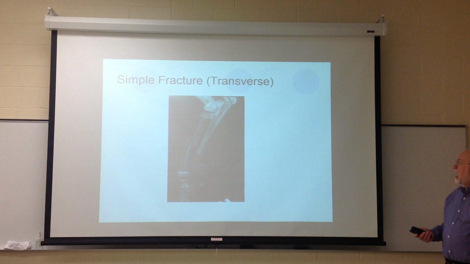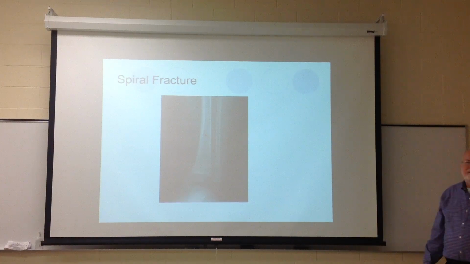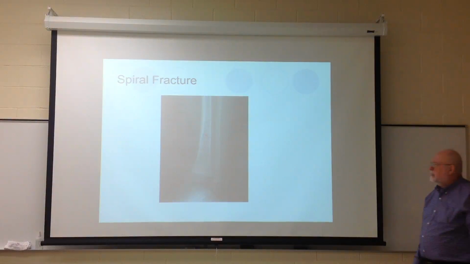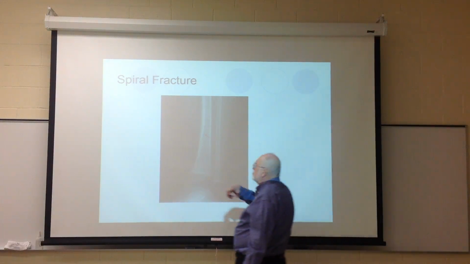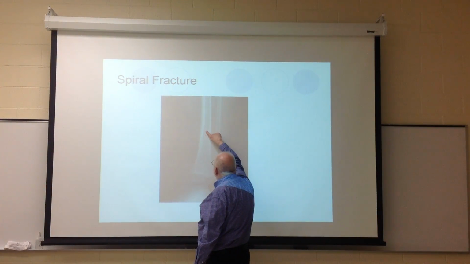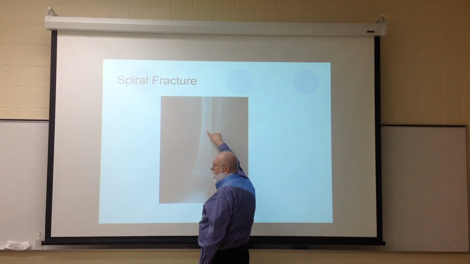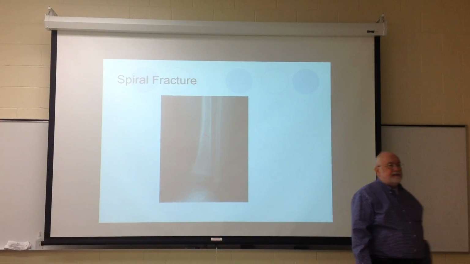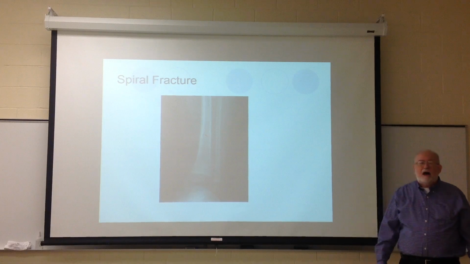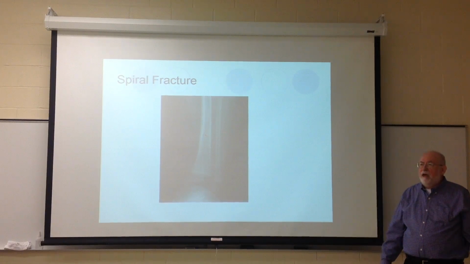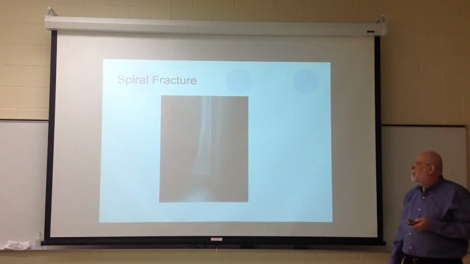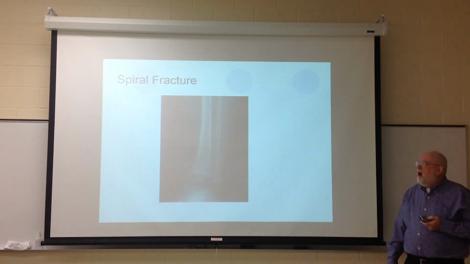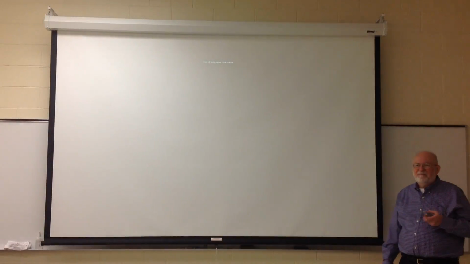All right. And then here's the spiral. And now this is probably hard to see too. Bone was twisted. You notice a little diagonal hairline crack there? Well, that's it. It's just very, very small. And that would be because of twisting on the bone. All right, so there it is.